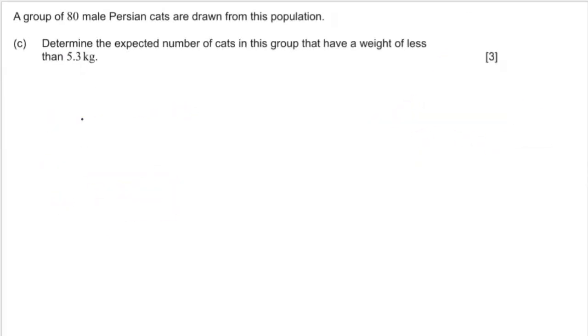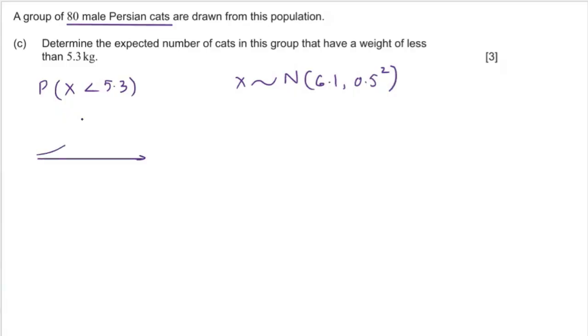A group of 80 male Persian cats are drawn from this population. Determine the expected number of cats in this group that have a weight of less than 5.3. So this is part C. Probability X less than 5.3. We need this score. So we know that X follows a normal distribution. Mean is 6.1, and this is 0.5 squared. You can see from the earlier parts. So show a tiny normal curve. This is 6.1, and we need this region, 5.3 and below, right?